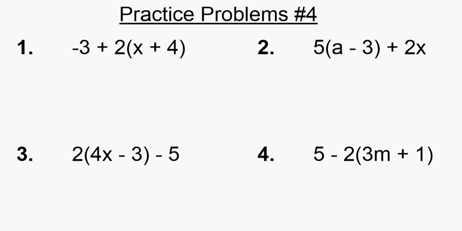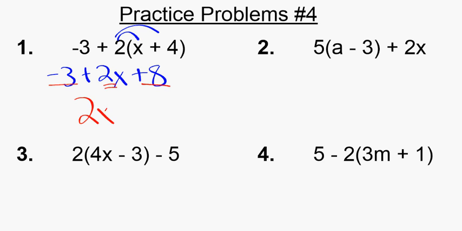All right, let's see how we did. Distribute your 2: negative 3 plus 2x plus 8, and then combine your 3 and 8. The 2x is unchanged. 8 minus 3 is a positive 5.